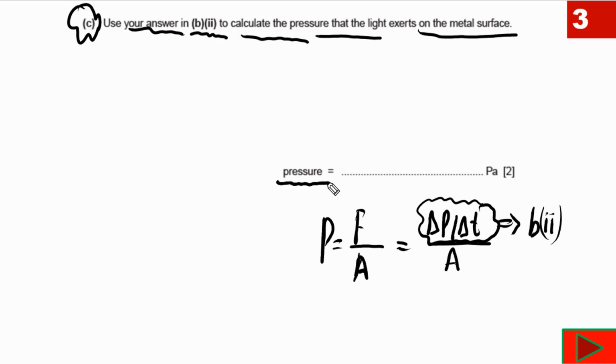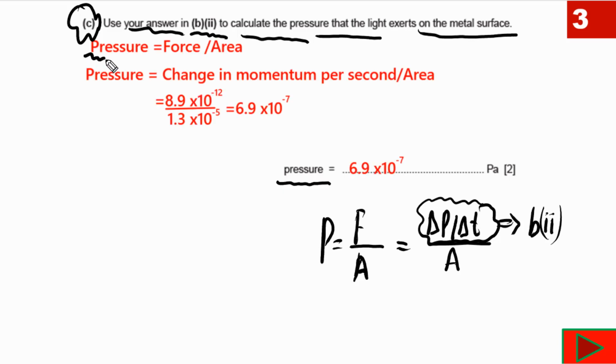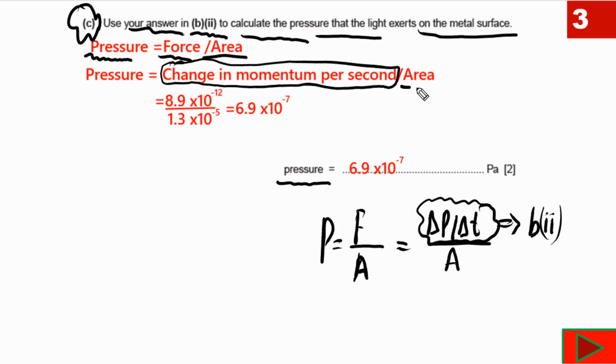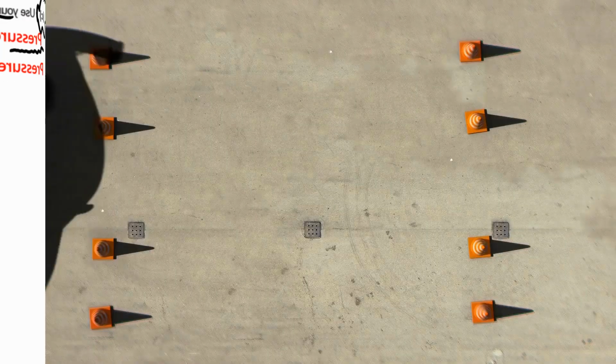So as you can see here, first of all, I have written that pressure is equal to force over area, and then force we can say is equal to change in momentum per unit time, and then we have to divide by area. And this is our answer from part B2. We simply divide it by the contact area, and this is our final answer.